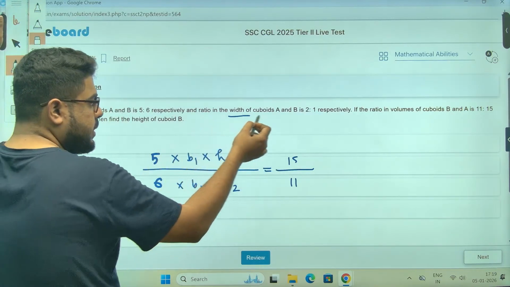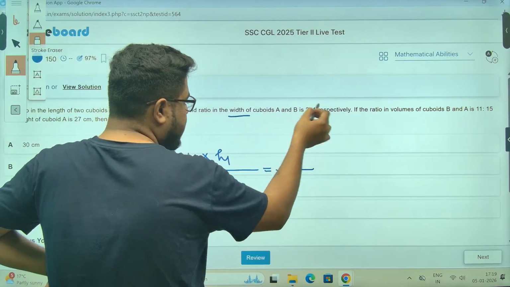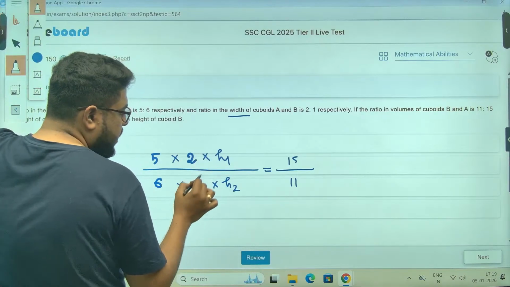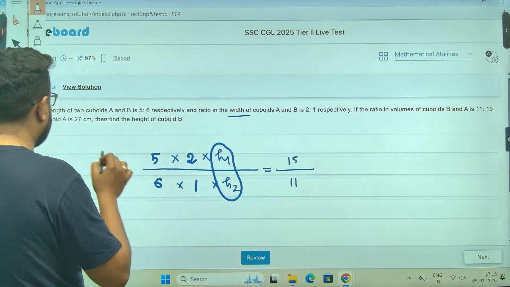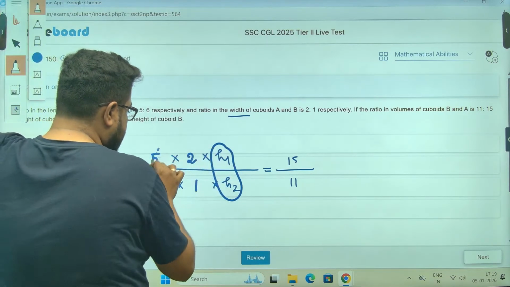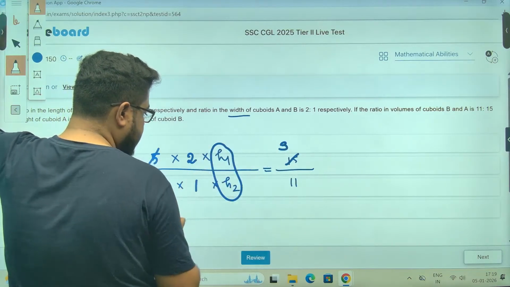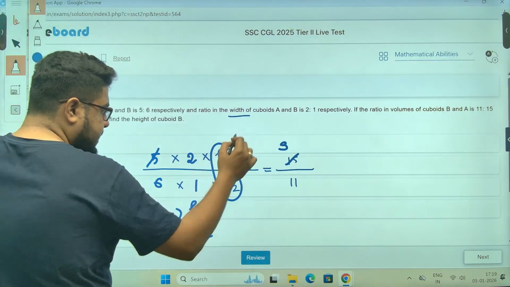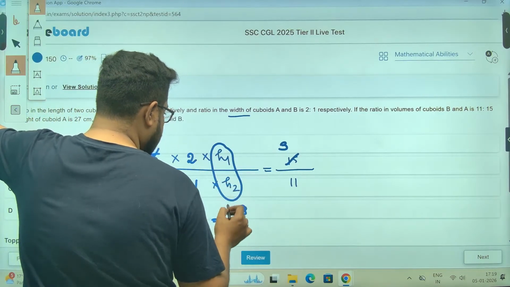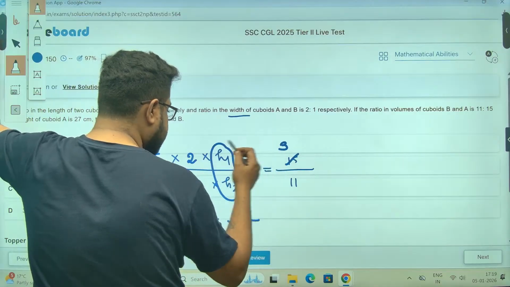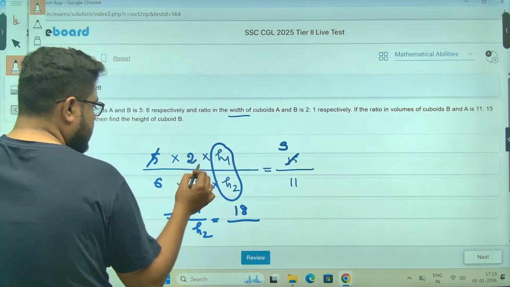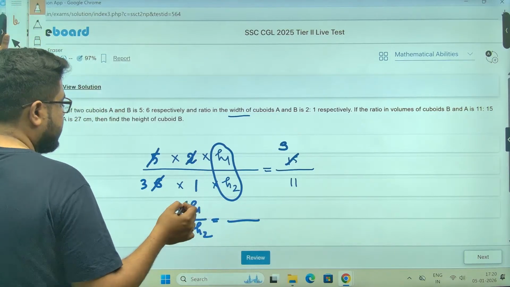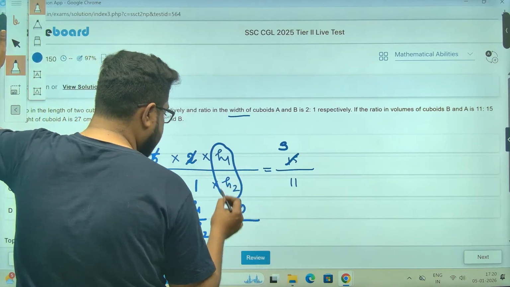Now again, the width ratio A to B is 2 to 1. So this is gone. This is 2, this is 1. They are asking H1 by H2. Not really, they have given you values. No worries. 5 3s are this. So H1 by H2 is 6 3s are 18, divided by 22. Achha, I can cancel this as well. So 3 3s are 9, divided by 11.